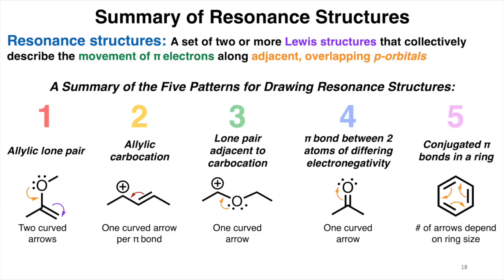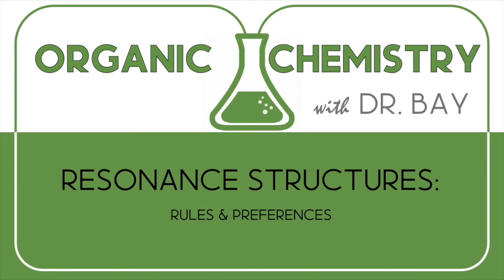So just to summarize, resonance structures are a set of 2 or more Lewis structures that collectively describe the movement of pi electrons along adjacent, overlapping p orbitals. And here's a list of the 5 different patterns you may come across when drawing resonance structures. The first pattern being an allylic lone pair, second an allylic carbocation, third, a lone pair adjacent to a carbocation, fourth, a pi bond between two atoms of differing electronegativity, and fifth, conjugated pi bonds within a ring. Organic.